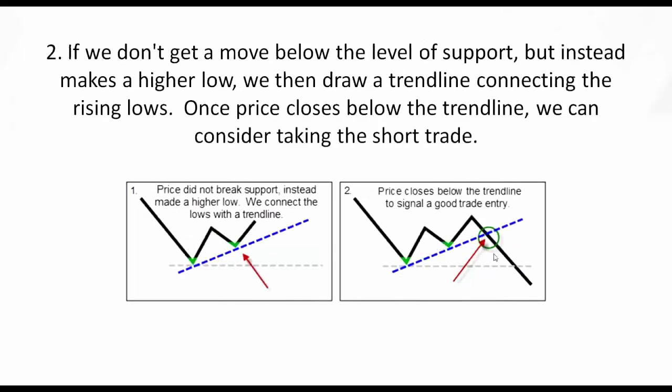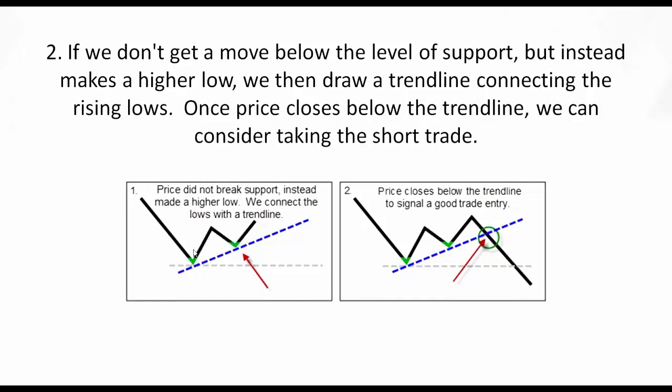Simple enough. If we don't get a move below the level of support, but instead makes a higher low, then we draw a trend line connecting the rising lows. Once price closes below the trend line, we can consider taking the short trade. Now, it's the same sort of scenario. We get that initial area of support. We're waiting for the price to come back to that level, but it doesn't happen.